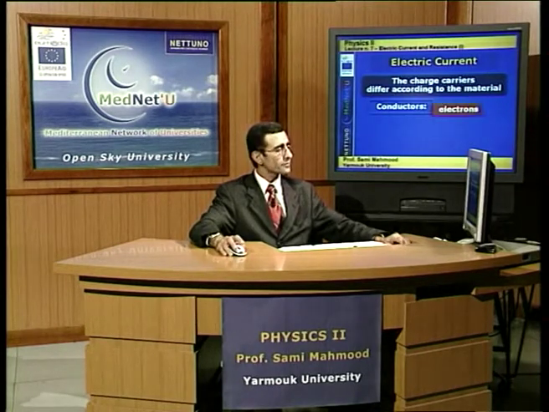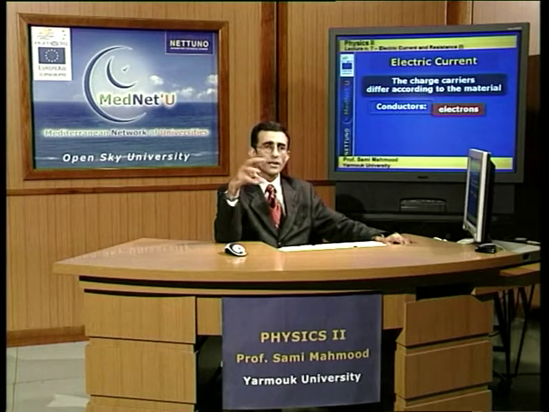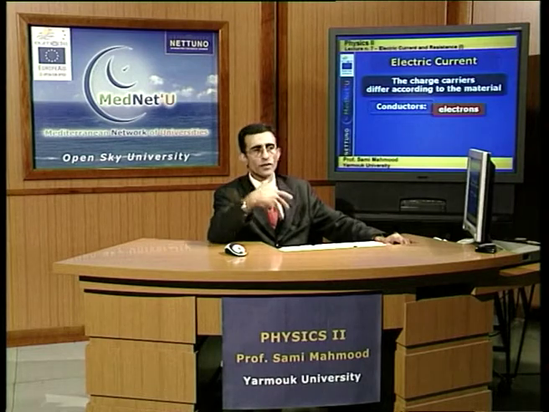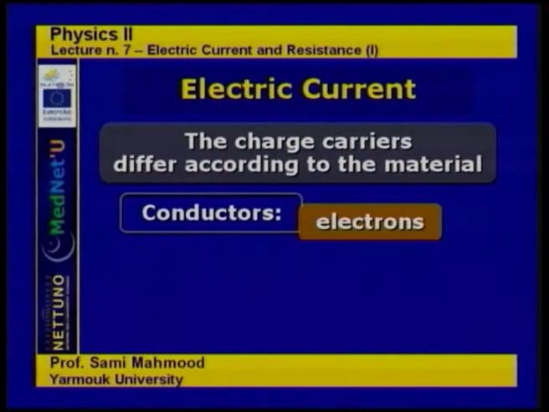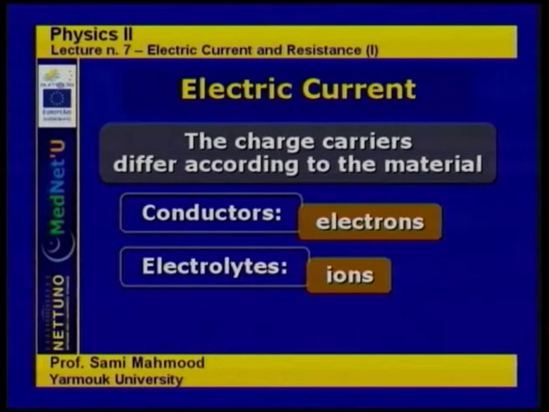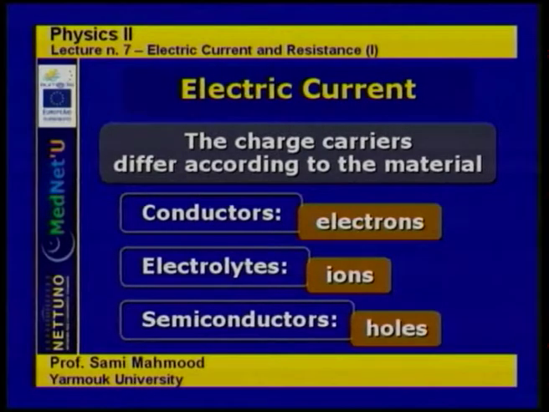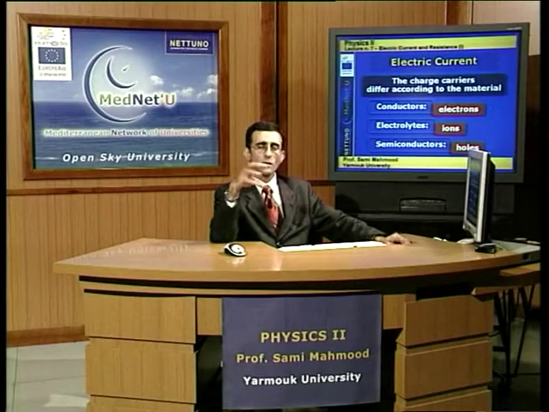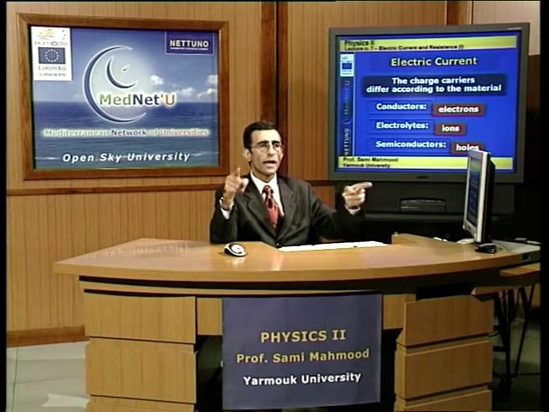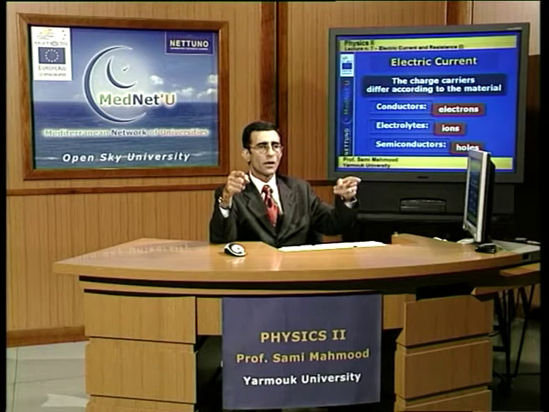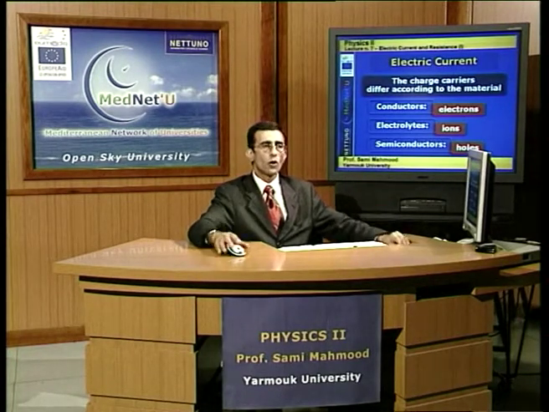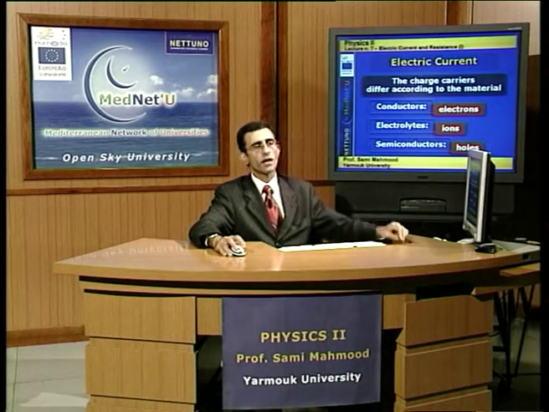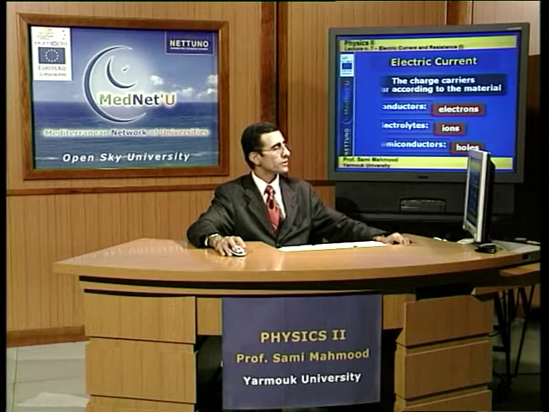For example, in conductors, the carriers which carry the current, which carry the drift of charge from one point to another, are electrons. In electrolytes, or conductive solutions, the charge carriers are ions. And in semiconductors like silicon, the charge carriers are holes. So in each case, when we maintain two ends of a conducting material, current flows, and those are the types of charge carriers that carry the current from one end to the other of the conducting object.